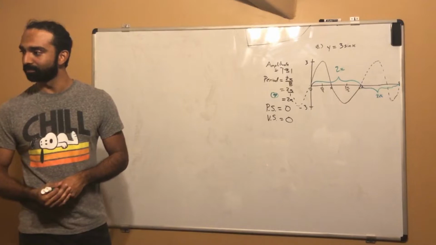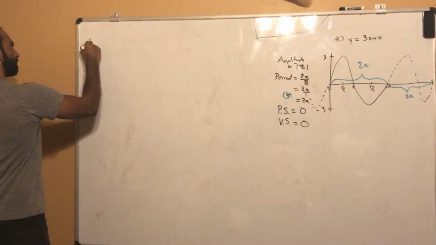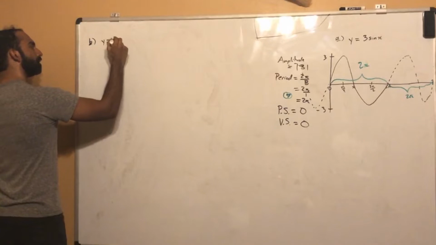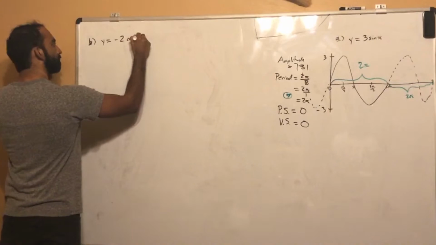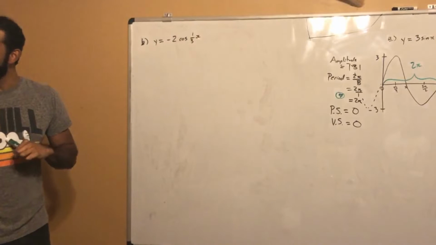So, let's go on to that a little harder example. Someone help me out here. What was that function? y equals negative 2 cosine of x over 3, or 1/3 x. Cosine of 1/3 x? Yes. Okay. Victoria, are you paying attention there? Yes, absolutely. Okay, great.